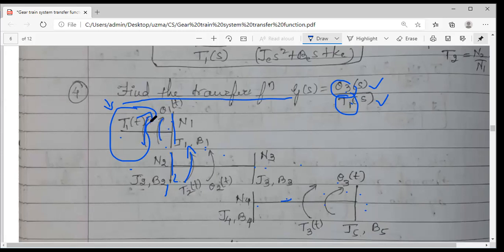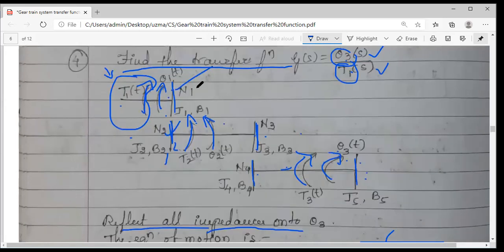So this is your theta 1. They are in this direction. These are in the opposite direction. Similarly, whichever direction this rotates, these two will be in the same direction, and the opposite of this direction will be here. So that is again here. Remember, whenever two different gears are there, their angular displacements, the angles with which they rotate, will be in opposite directions.